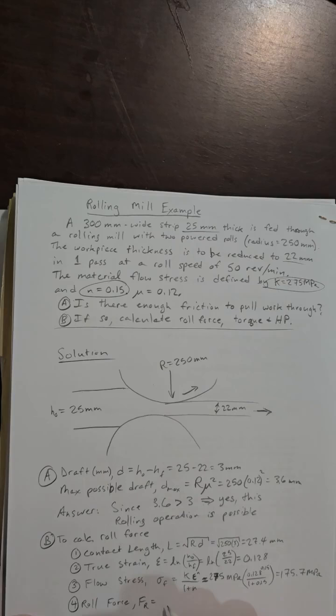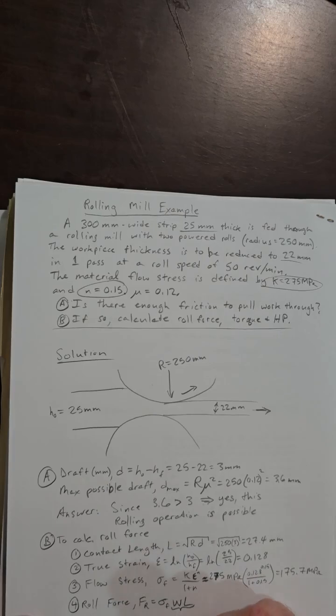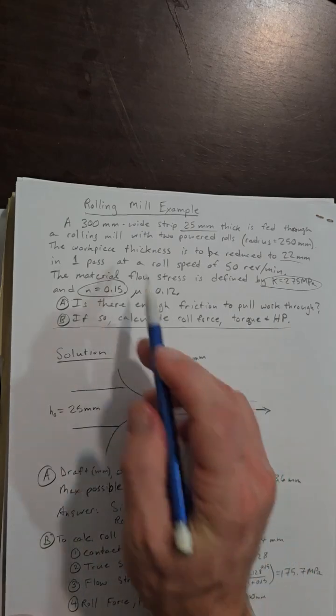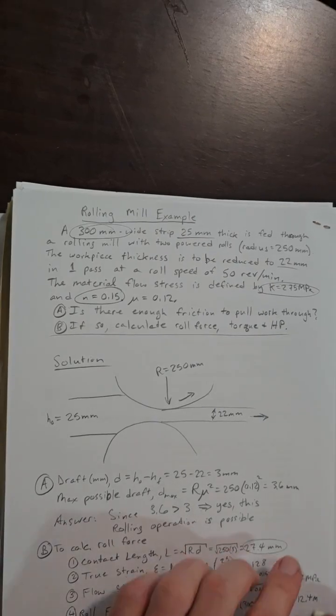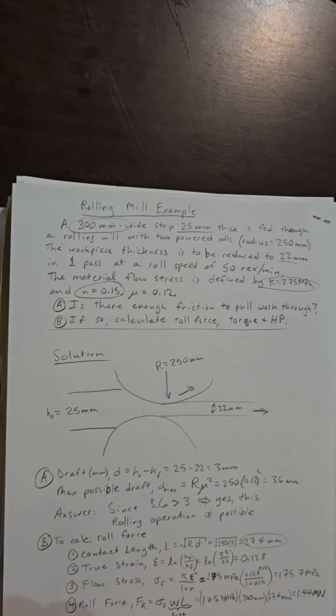The roll force, F sub R, equals sigma f times w, the width, times the length. So basically that's the flow stress times the area. It's going to give us our roll force. That's 175.7 megapascals times 300 millimeters, that's the roll width, times 27.4 millimeters, that's our contact length, and that equals 1.44 meganewtons.